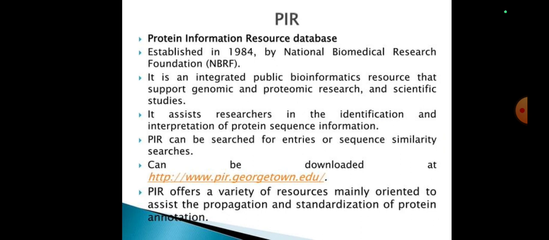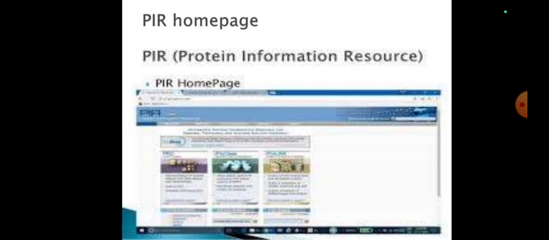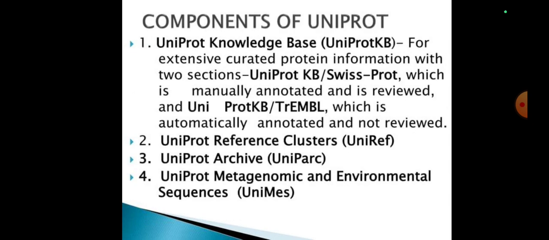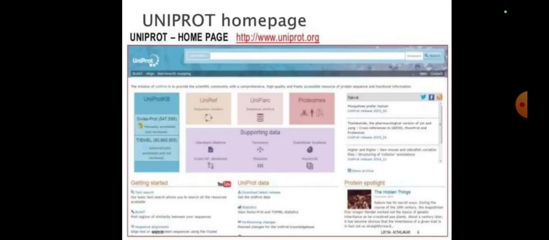And the next one is PIR, a primary protein sequence data bank established in 1984 by the National Biomedical Research Foundation, NBRF, and it also assisted researchers. All the data banks consist of the same information. This is the home page for PIR. And this is UniProt, same as SwissProt. Components of UniProt are the UniProt knowledge base, reference clusters, archive, and metagenomic and environmental sequences. And this is the page for UniProt.